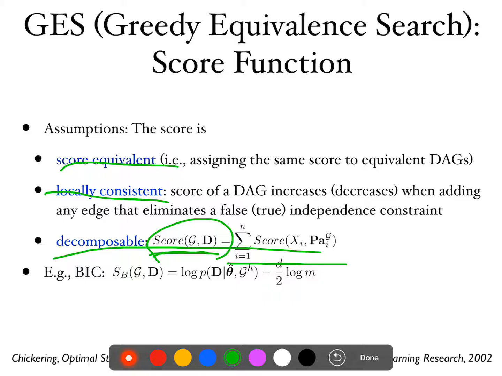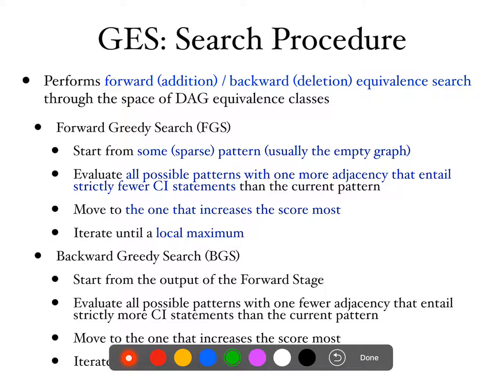Each of the individual scores is associated with a particular variable and its parents. Okay, it's decomposable. BIC score clearly, in the linear Gaussian case, follows those properties. And then you can do the search. I'm going to skip the detail, but basically there are two steps. First, you want to add edges, and the second step is to remove edges. And this procedure has been shown to be correct asymptotically.